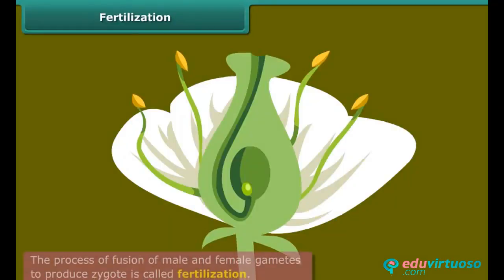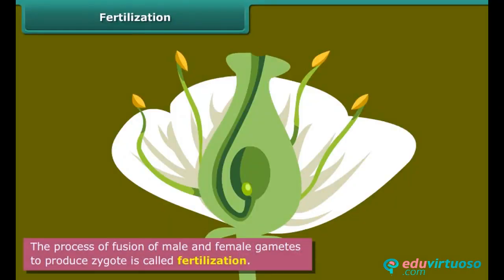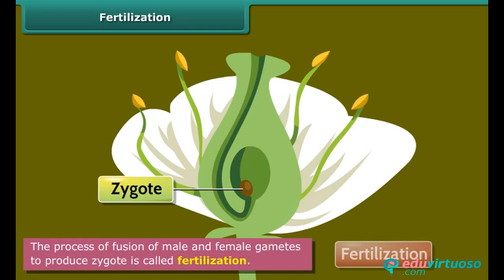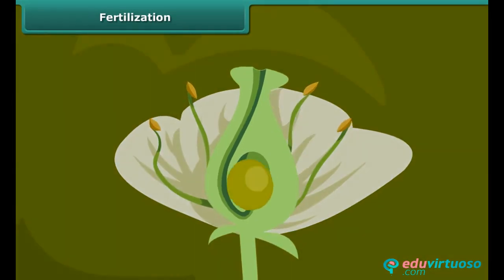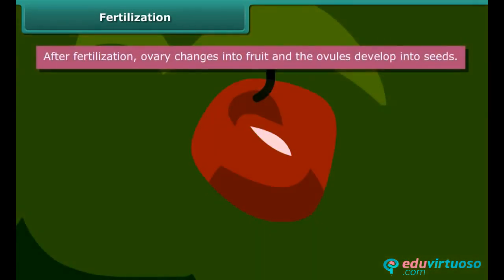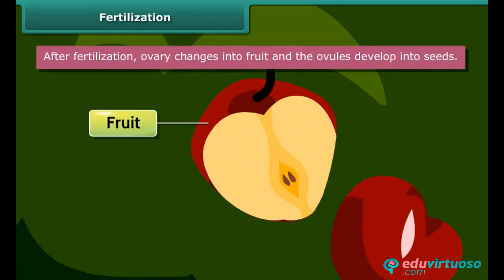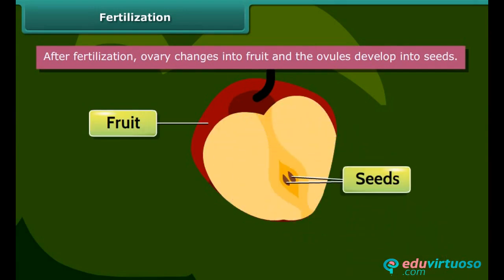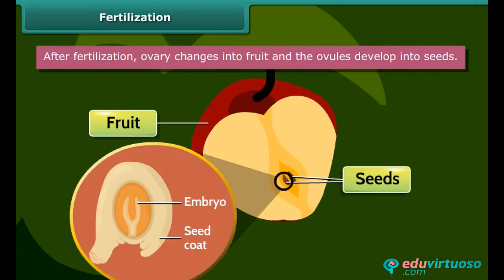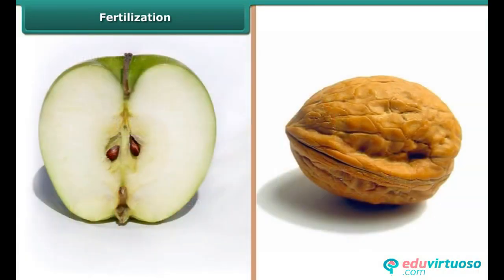Fertilization. When male and female gametes are fused together, a new cell is produced which is called a zygote. This process is called fertilization. After fertilization, ovary changes into fruit and the ovules develop into seeds. The seed contains an embryo enclosed in a protective seed coat. Fruit may be either fleshy or hard.